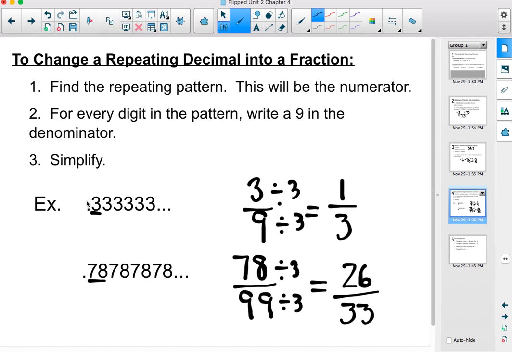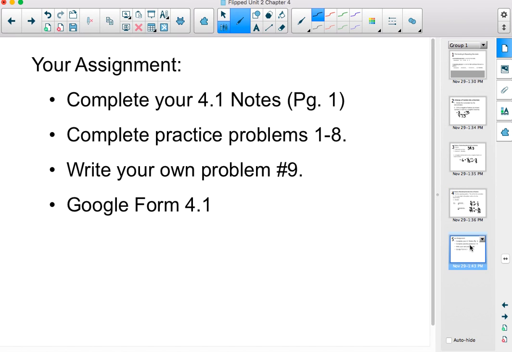Remember again, if these were negatives, if this was a negative decimal, that would be a negative fraction. So that will help you in your practice tonight.